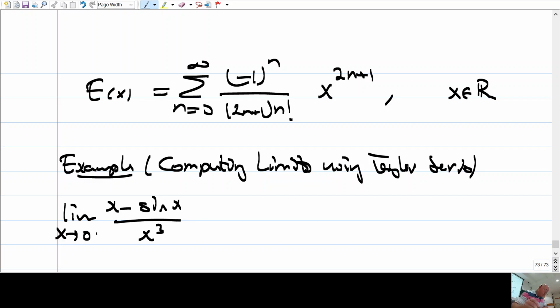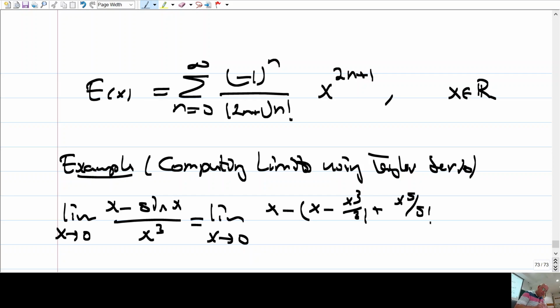Of course, we can compute this limit without using Taylor series, right? This is 0 over 0, so you need to apply L'Hopital's rule several times. You can obtain the limit. But we can also do the following. You see, sine x is what? Sine x is this: x minus x cubed over 3 factorial plus x to the 5 over 5 factorial minus x to the 7 over 7 factorial, and so on, right? It goes like this. And everything is divided by x cubed.